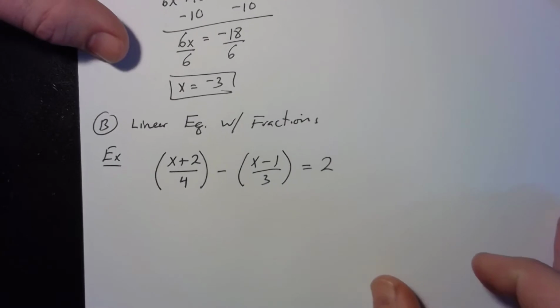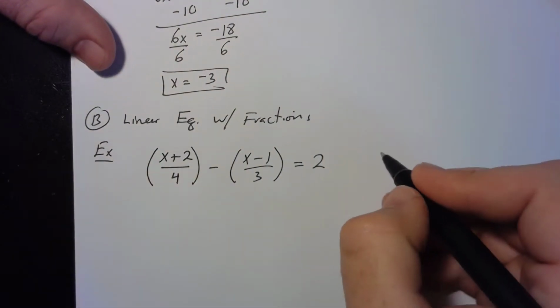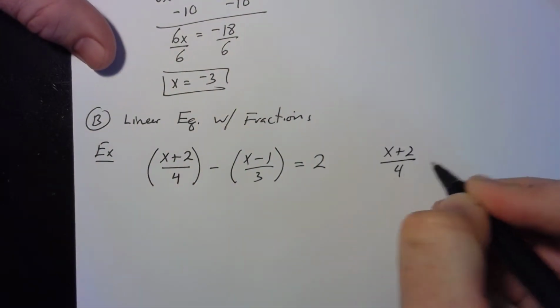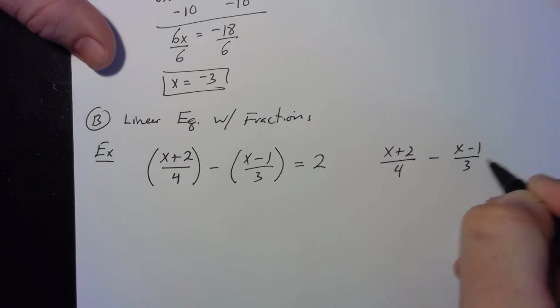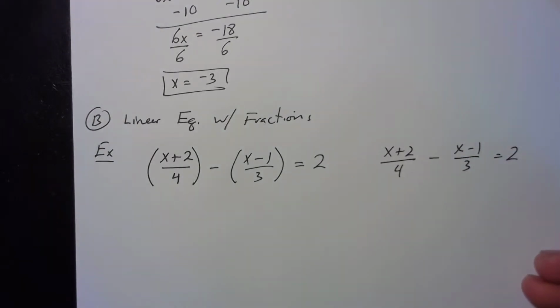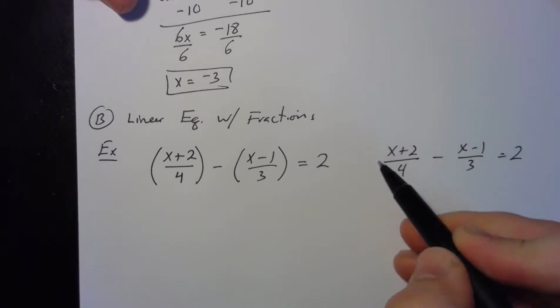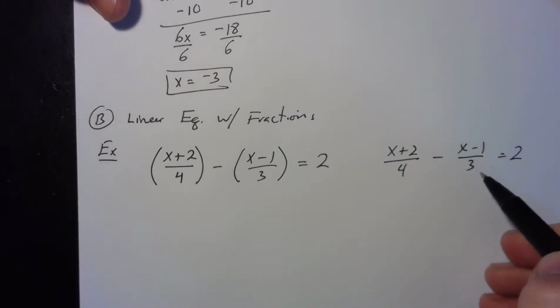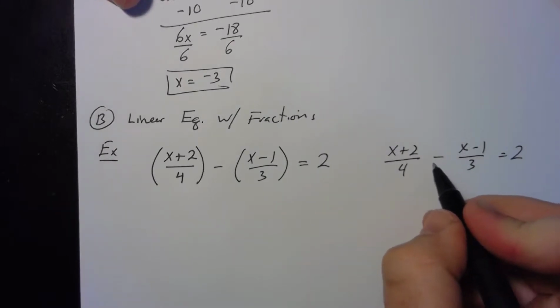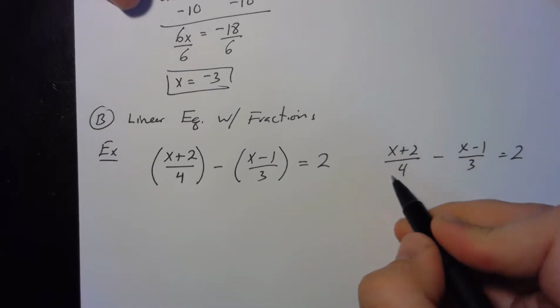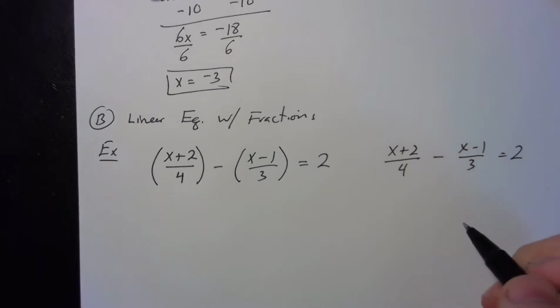Now you'll notice I put parentheses around these pieces. In most cases, they won't actually be given this way, they'll be given this way. But it's extremely helpful that we always use parentheses to emphasize what we're looking at. This is all one term. This x plus 2 over 4 is one entity, just as x minus 1 over 3 is one entity. This subtraction right here says I'm taking this entire fraction minus this entire fraction.